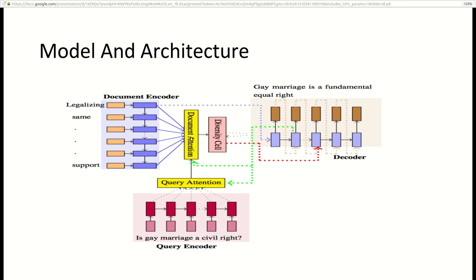The document is attended here and it is fed to the diversity cell. This diversity cell has some functioning here. I'll explain it later. And the next word is generated for the next time step. So this is the whole cycle for generating each word in the decoder part. Now what this diversity cell does is the task of similarity reduction. This is used to address the problem of repeating phrases.